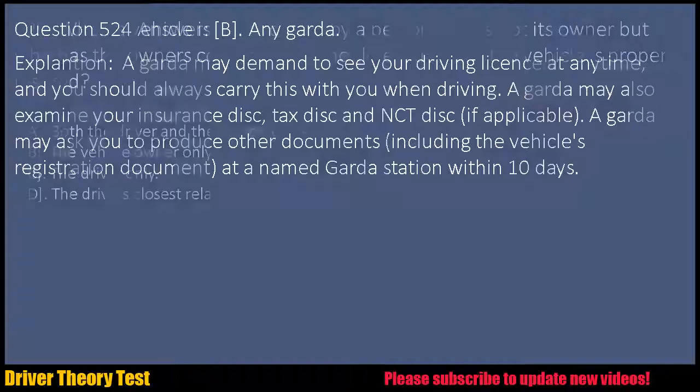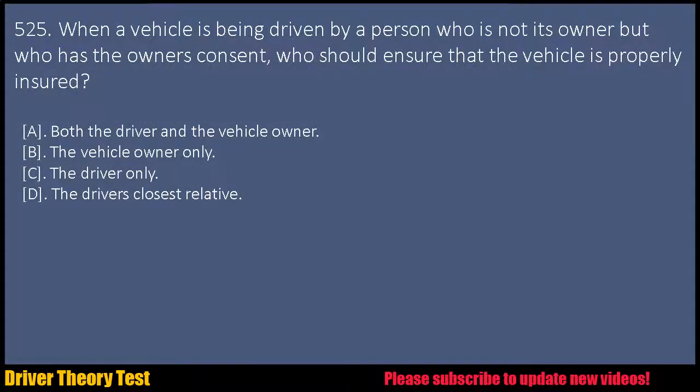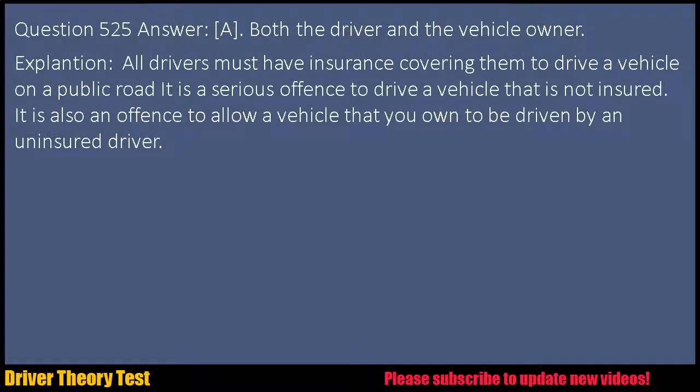Question 525. When a vehicle is being driven by a person who is not its owner but who has the owner's consent, who should ensure that the vehicle is properly insured? A. Both the driver and the vehicle owner. B. The vehicle owner only. C. The driver only. D. The driver's closest relative. Question 525 Answer, A. Both the driver and the vehicle owner.